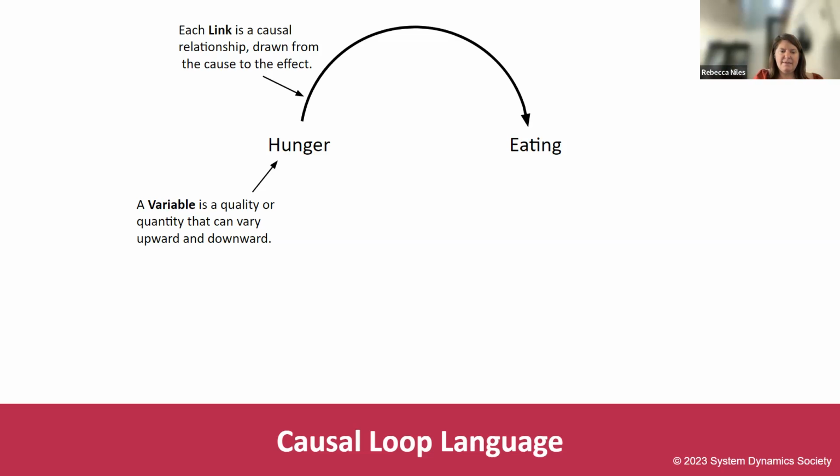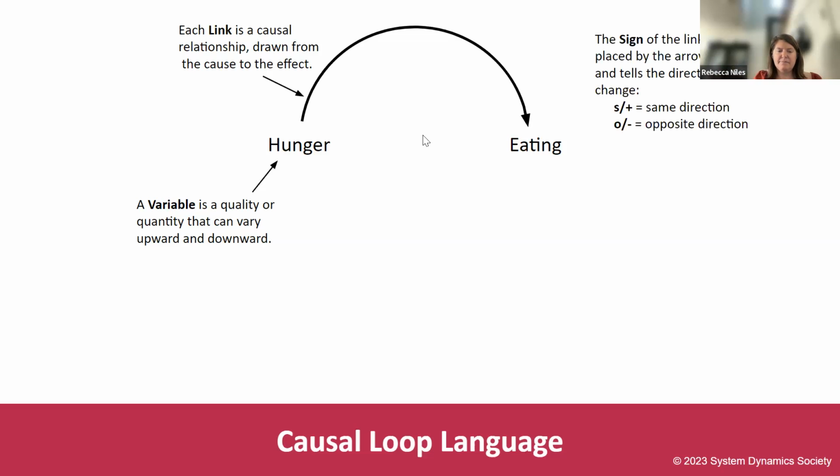In this case, the links, there are actually two kinds of links. There are same or plus positive links, or O or opposite links. There are different ways that people define them, but same links change in the same direction, and O links change in the opposite direction. So if hunger goes up, what happens to eating?